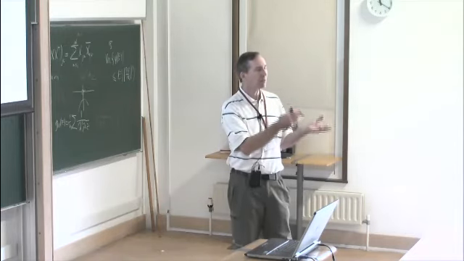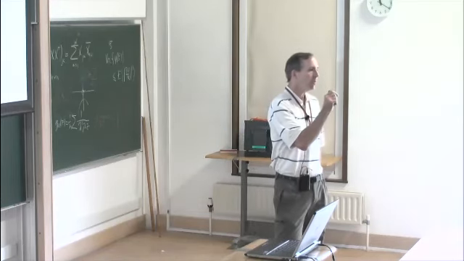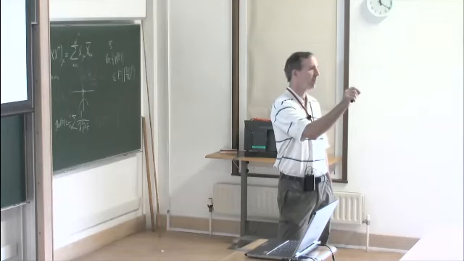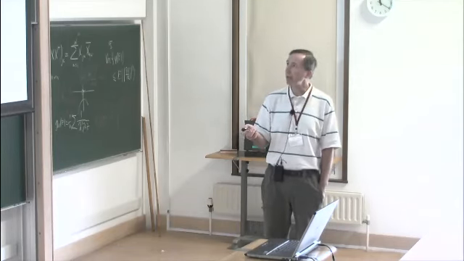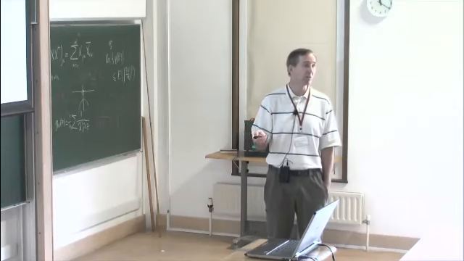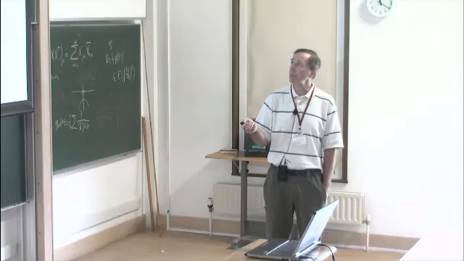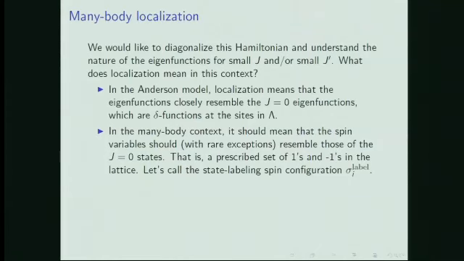So in the one-body Anderson model, you specify your eigenfunction by identifying a site in the lattice. That's very easy to understand. In the many-body problem, however, you have to specify an eigenfunction. There's many more eigenfunctions. There's 2 to the n eigenfunctions. How do you specify it? You specify it by identifying a labeling spin configuration.